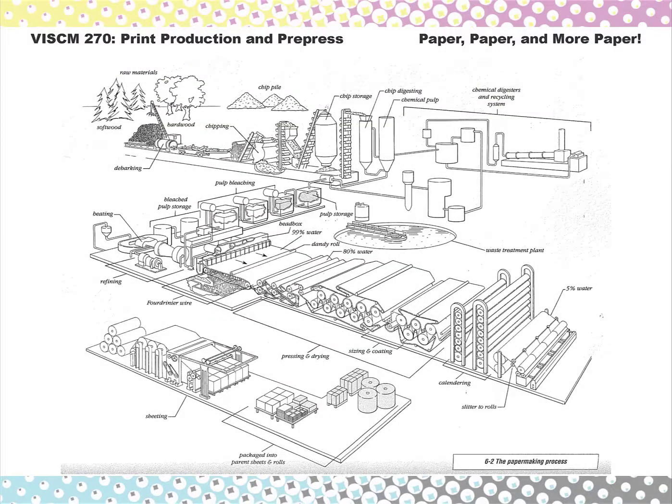We're going to take a look at paper. Paper is very important, obviously, to the print production process. It is what gets your pixels on screen onto paper and into your client's hands. So it's a tactile, real experience for clients to feel the paper.